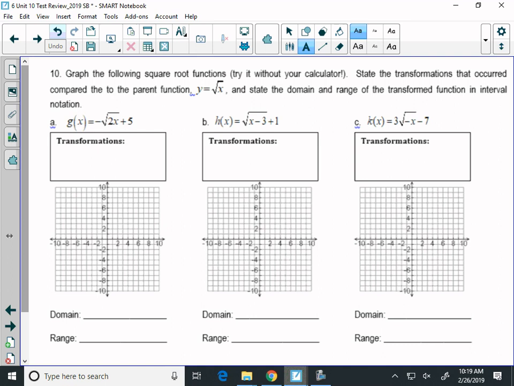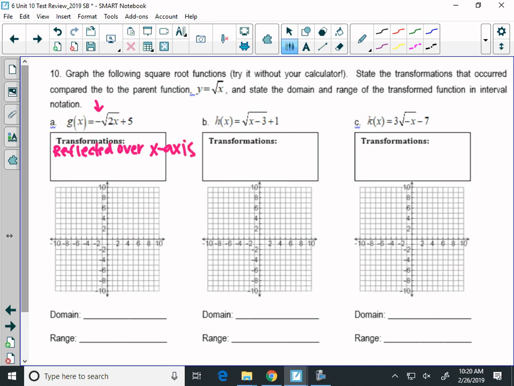All right, for these next three problems, we need to list the transformations that have happened to the square root function and then graph the square root function on the right. So the first one is g of x equals negative the square root of 2x plus 5. So when I look at the transformations here, I start on the left with the negative out in front. The negative out in front means that you've reflected over the x-axis.